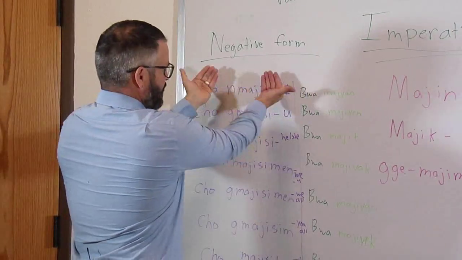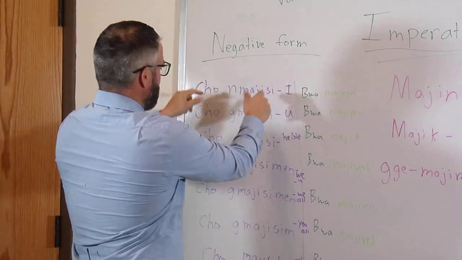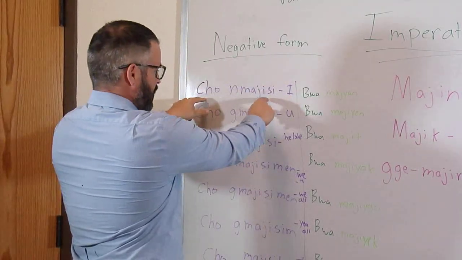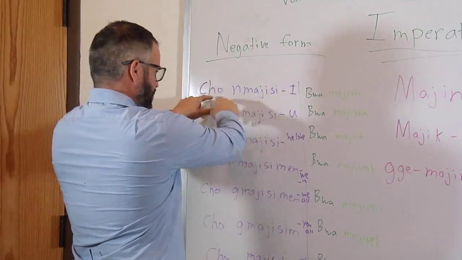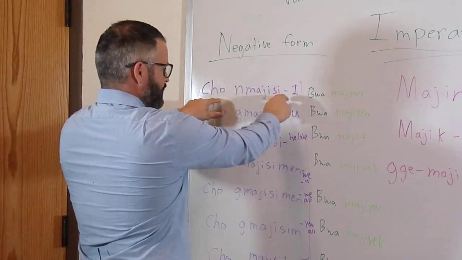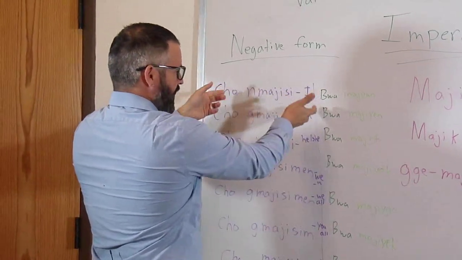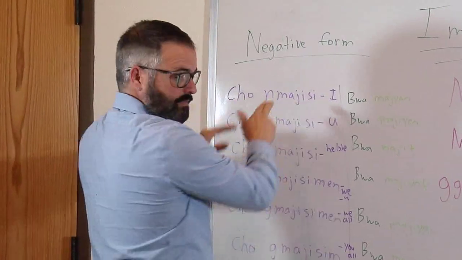So like namaji by itself is I leave. I'm not leaving, excuse me, it's present. So cho namaji si. Cho namaji si. I'm not leaving. But you have to have the si and the cho.